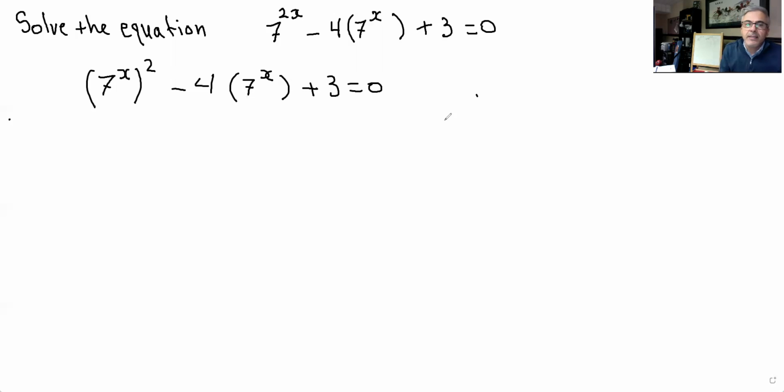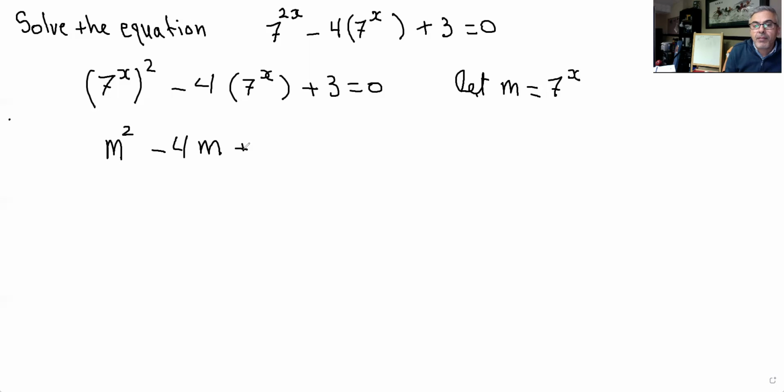So maybe to make this easier, I'm going to let m be the 7 to the x. And then wherever I have a 7 to the x, I'm going to substitute m. So 7 to the x, which I'm going to substitute m for, is going to become m squared minus, and this is m again, plus 3 equals 0.